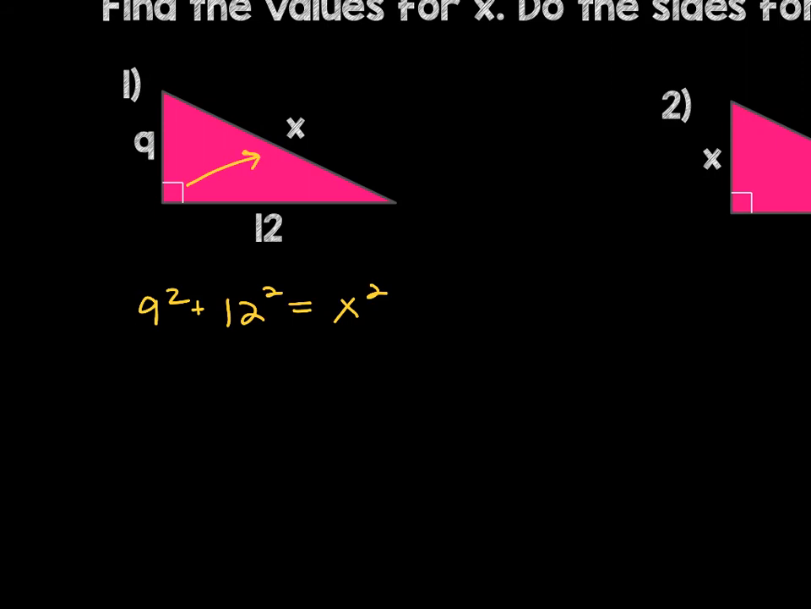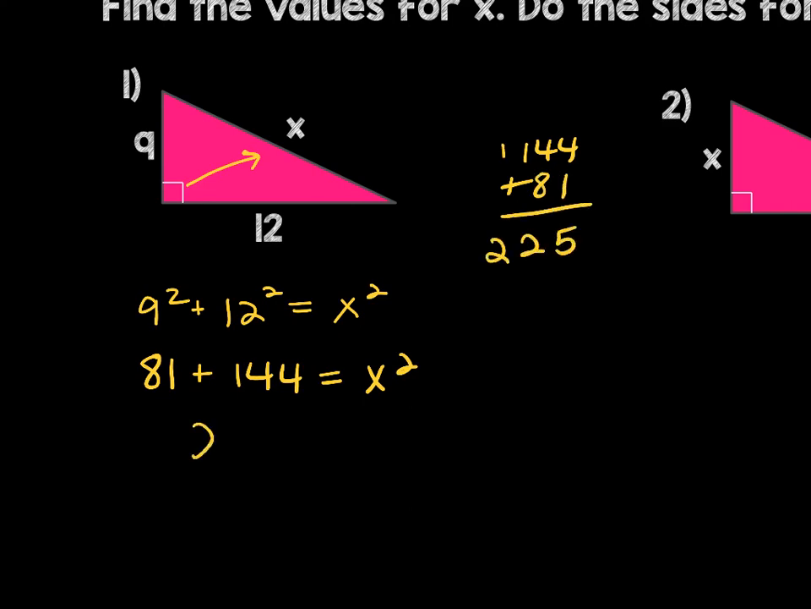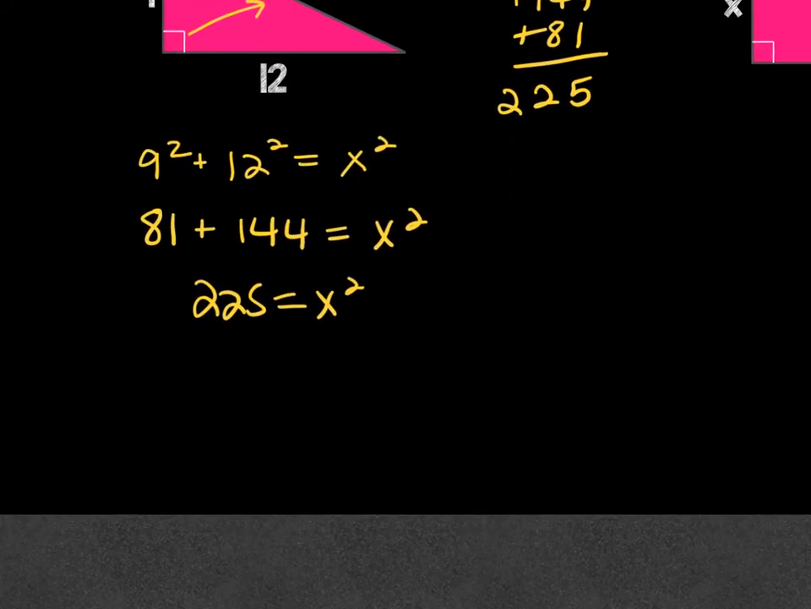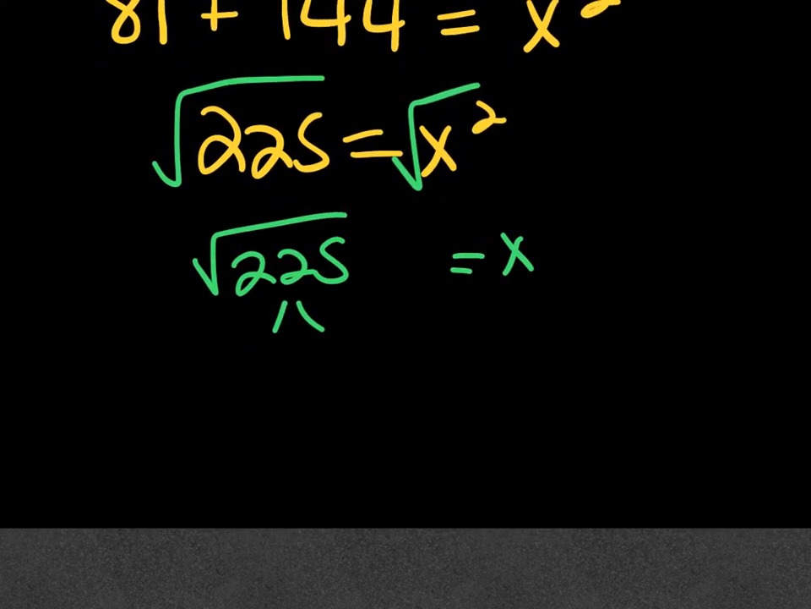So what's 9 squared? 81. What's 12 squared? 144. And then 144 plus 81 is 225. And then I square root both sides, and I get the square root of 225. So what goes into 225? How can I break that down? 5 and 45. It works too.